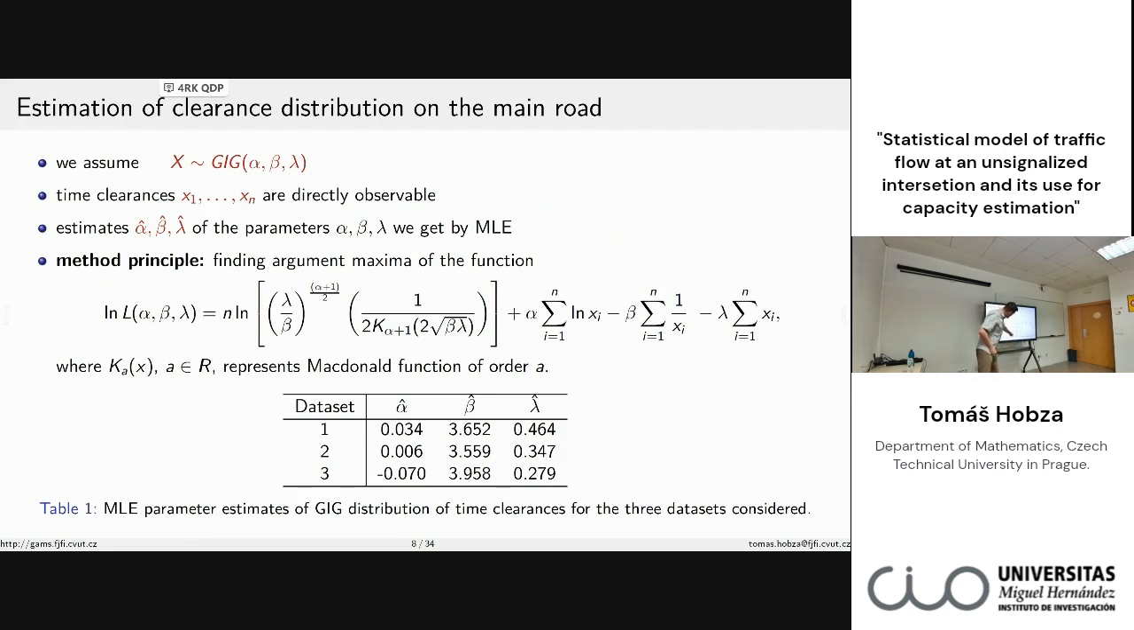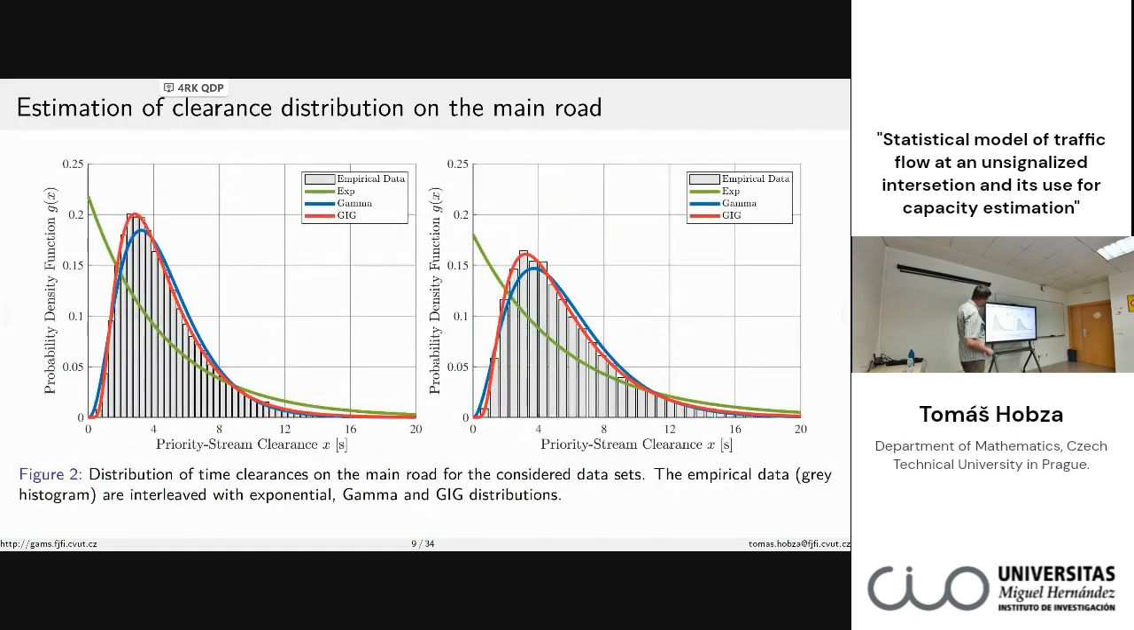You can see that alpha in this case is not important, it's almost zero. These are the other parameters. To see how it fits the data, we have two figures. Let's start with the first one. This is data set one, and data set two. The third one is the same, so I will not present it. What we can see, the gray histogram, these are the real data, the observed clearances on the main road.